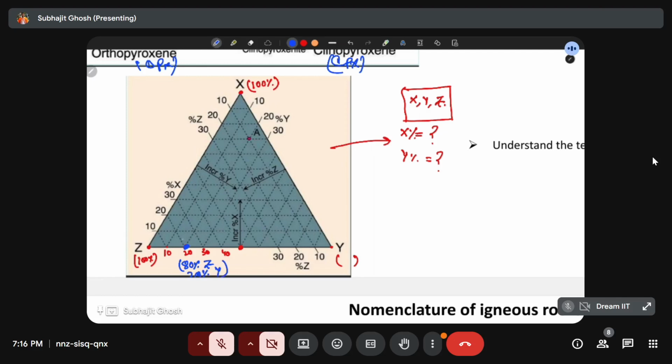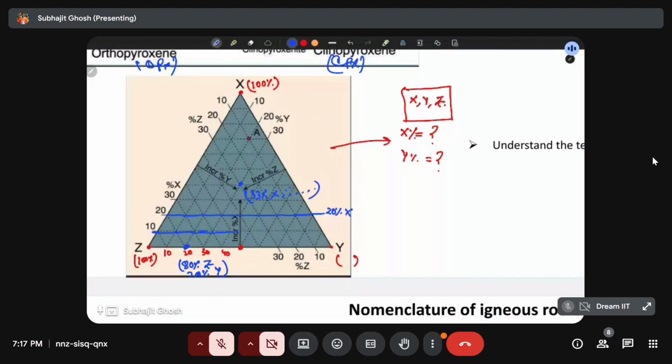Okay. And if you go up, you will have 10% X. Then again, you will have 20% X. If you go up like this, that means at this point, at the center, let's assume this is the center, then you have almost 33% each of X, Y, and Z.